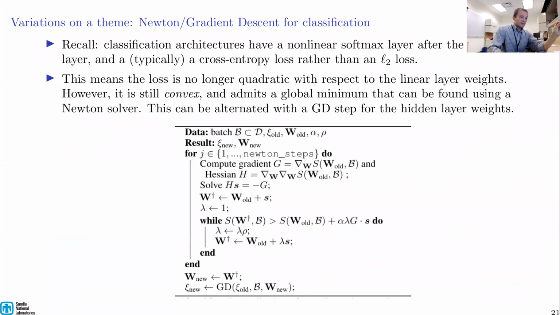So now I want to tell you something about classification. I just want to show you some results from classification. Basically, we looked at solving classification problems with this technique. The classification architecture, because it has a softmax layer, will no longer give you a quadratic loss in the linear layer weights because there's a nonlinear function on top of them, the softmax. But the objective function with the hidden layer weights frozen will still be convex. So we can do Newton instead of least squares steps. So we have a Newton gradient descent step for classification.